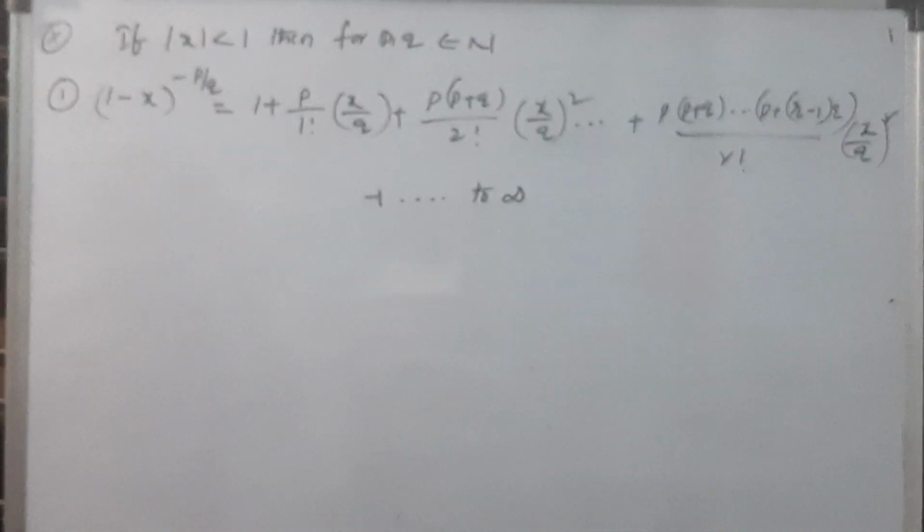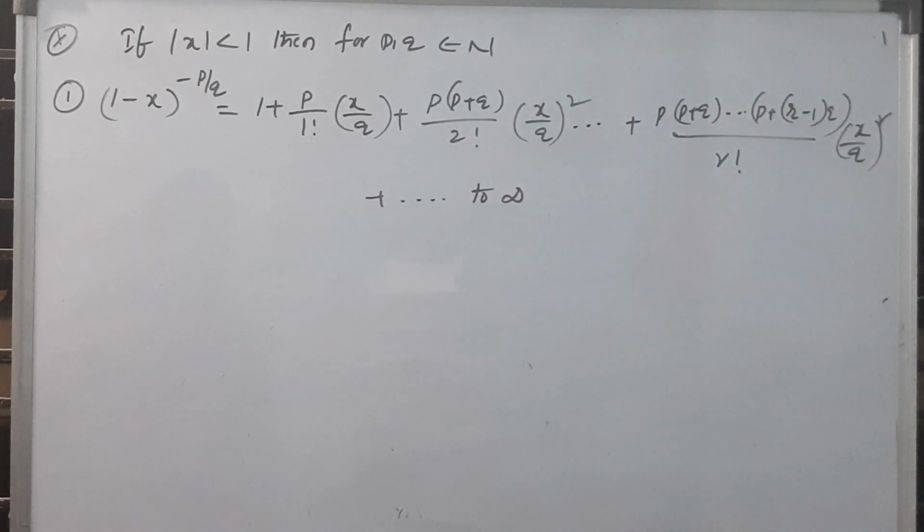So what is the formula for (1 minus x) whole power minus p by q? 1 plus p by 1 factorial into x by q, plus p into (p plus q) by 2 factorial into (x by q) whole square, plus and so on, plus p into (p plus q) and so on up to (p plus (r minus 1) q) by r factorial into (x by q) whole power r, plus and so on to infinity terms.